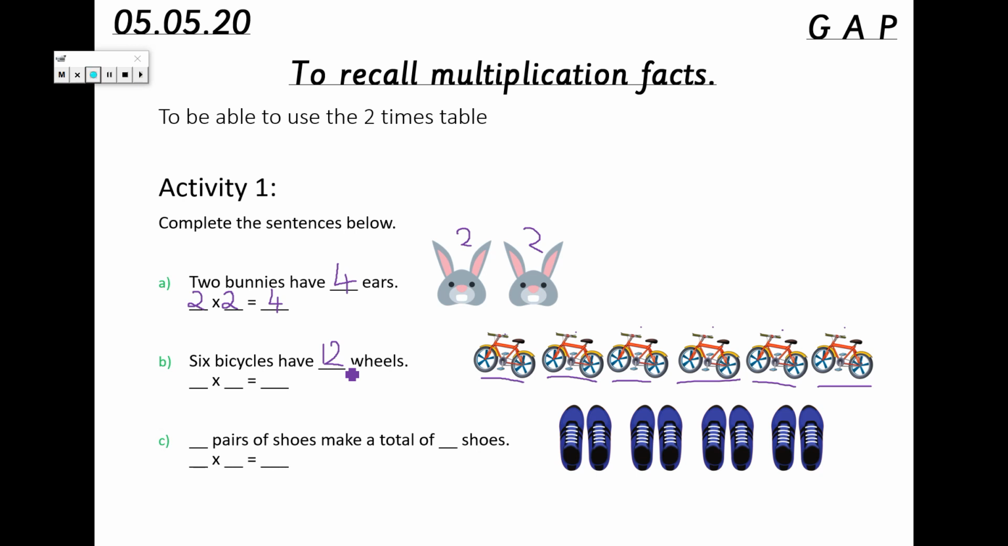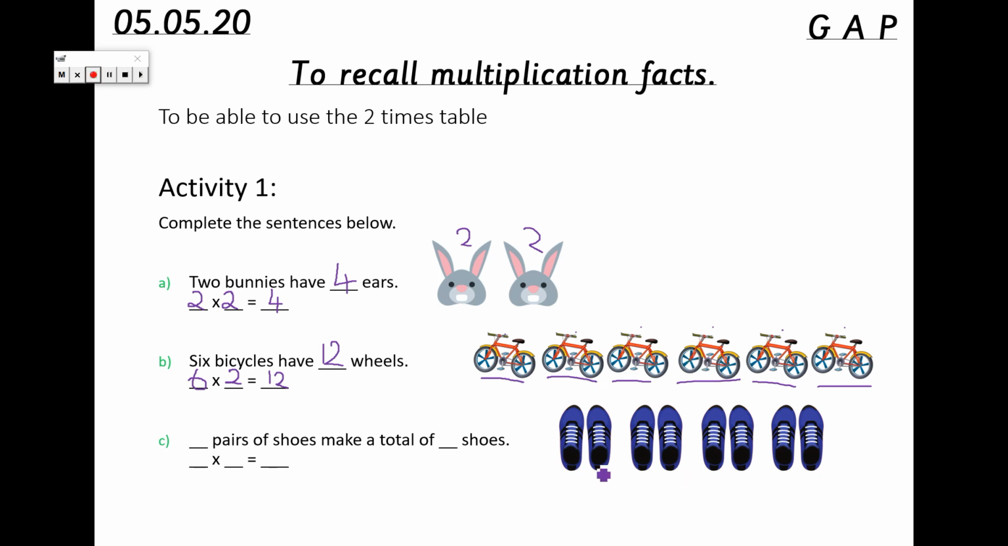And to write that as a multiplication sentence, we say that 6 bicycles have got 2 wheels each, and in total we have got 12 wheels. Excellent, well done everybody. Right, finally, we've got some more information missing from this next question. So it doesn't tell us how many pairs of shoes we've got, and it doesn't tell us how many shoes.